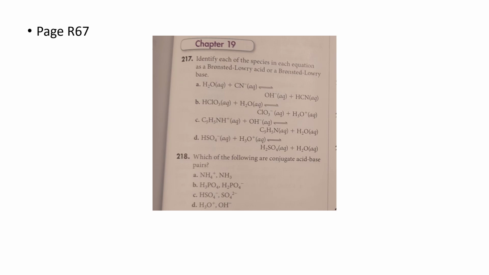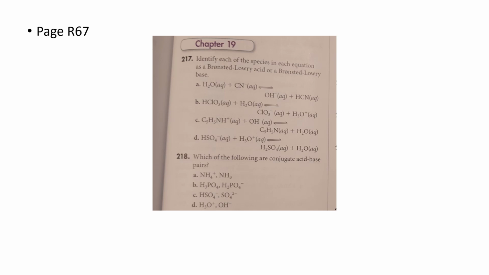Part B, again, we're looking before and after the arrow. HClO3 becomes ClO3 minus. So it has given up a proton. HClO3 is our acid. H2O is accepting that proton to become H3O plus, so H2O is a base. And then on the other side, ClO3 minus is a base, H3O plus is an acid, if we're looking at the reaction in the opposite direction.